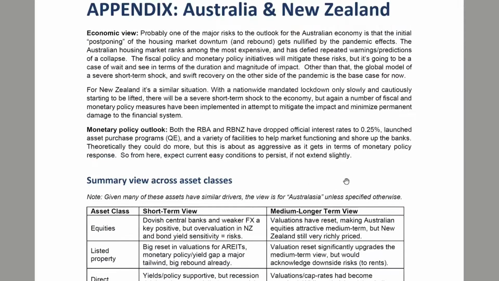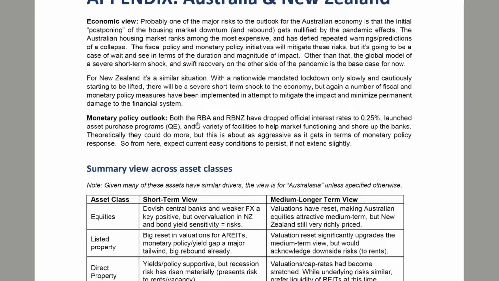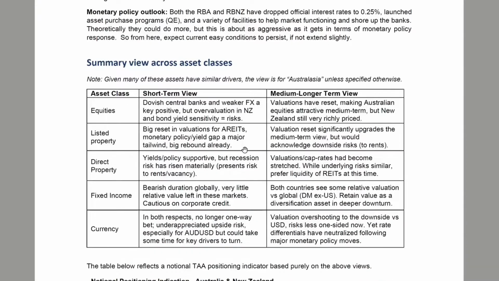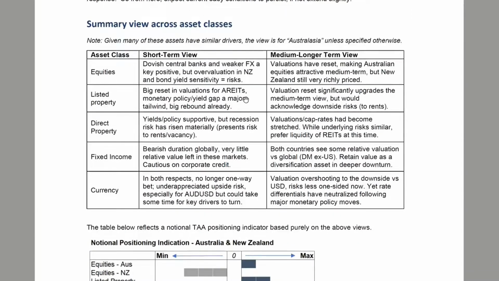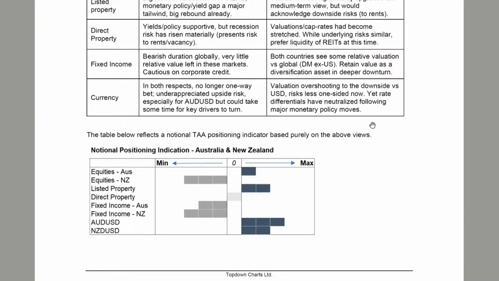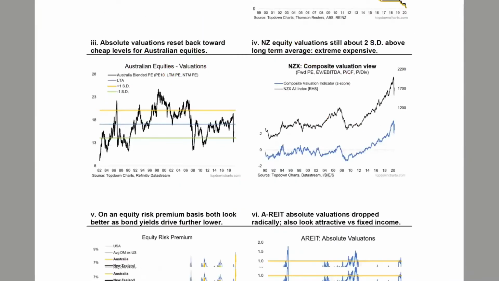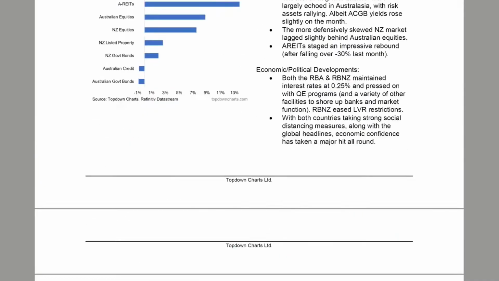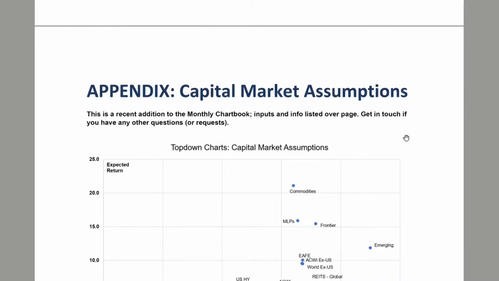And again, it's the same sort of format. Economic view, policy outlook, views across the asset classes there, and positioning guide. And then of course some charts that are specific to the region. And then the final appendix there is the capital market assumptions.